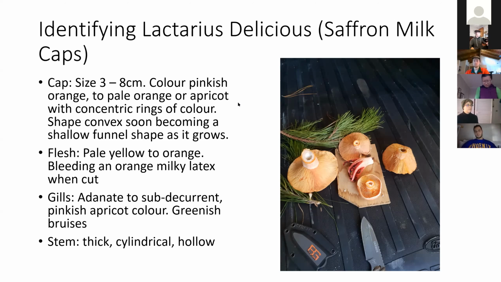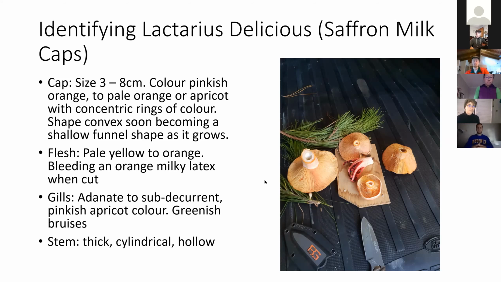I have one here, and I'll show you some real ones in a second. Basically there are little white rings of color in it, and it's a convex shape which becomes a shallow funnel as it's growing. It's got a pale yellow flesh that bleeds this real sticky orange latex. That's a real indicative feature. If it doesn't have that, then it's definitely not a saffron.